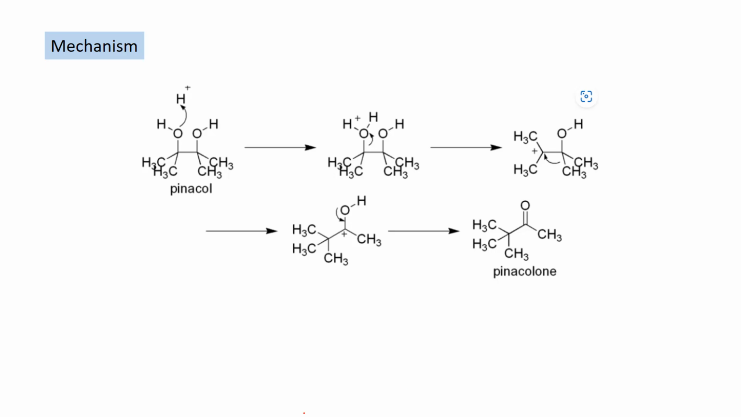In a 1,2-dihydroxy compound, if we add acid, it will take up this proton and get protonated, and this becomes a good leaving group and eliminates from the system. So after minus H2O, there is generation of carbocation.